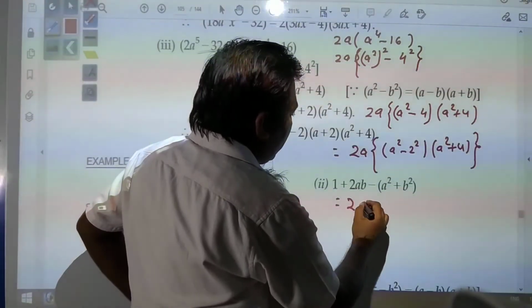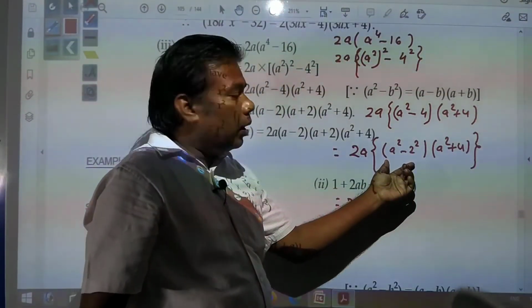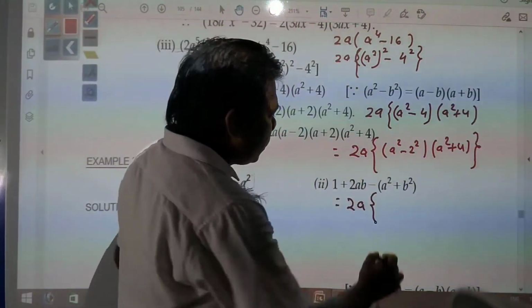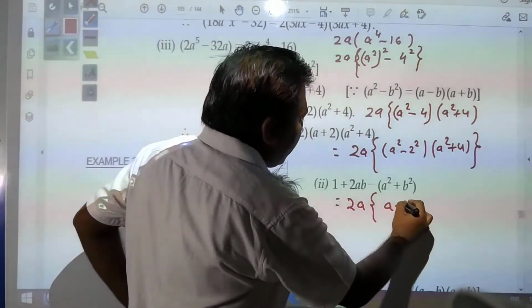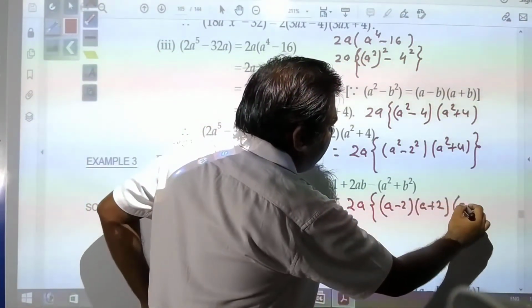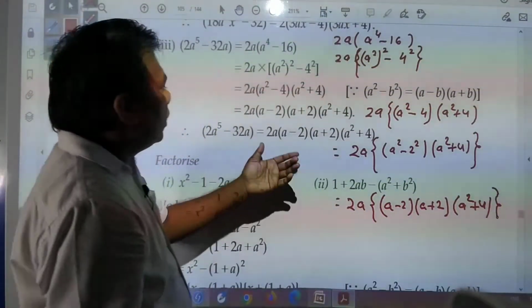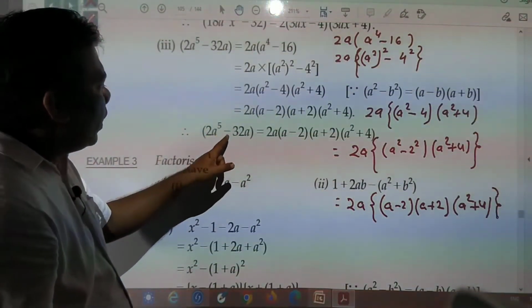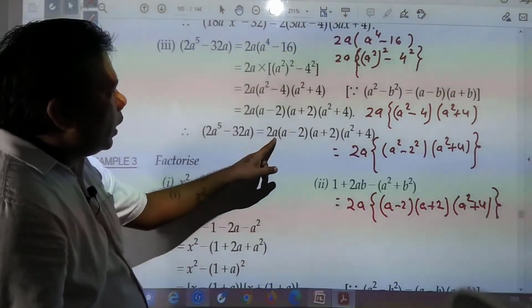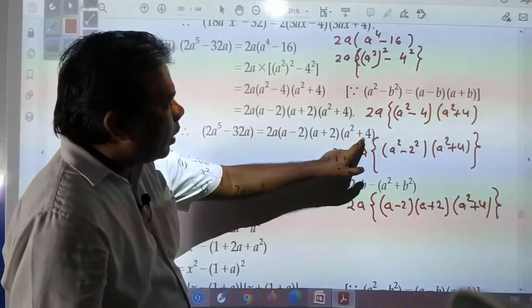Then 2a square minus 2 square, again this came in that form, a square minus b square, so it can be written as a minus 2 into a plus 2 and a square plus 4, and this will be your answer. Here you see 2a to the power 5 minus 32a is equal to 2a into a minus 2, a plus 2 and a square plus 4.